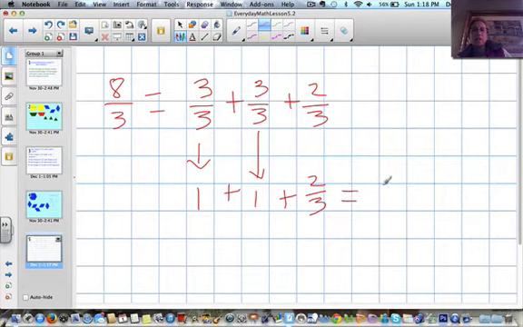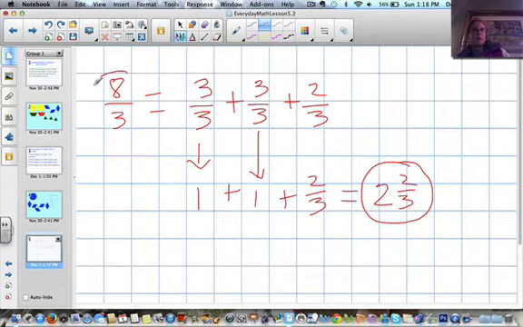So what does that equal in the end? 2 whole and 2/3. So this is when we refer to a mixed number. This is what we're talking about. So this over here, this is the improper fraction. It's improper because the numerator is bigger than the denominator.